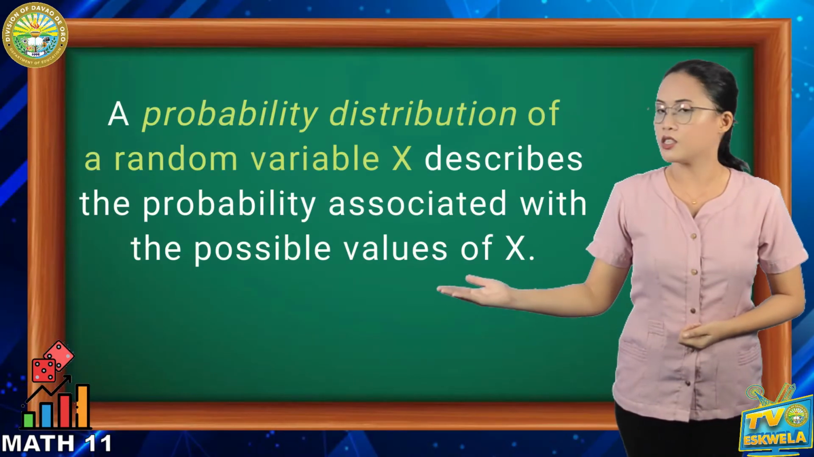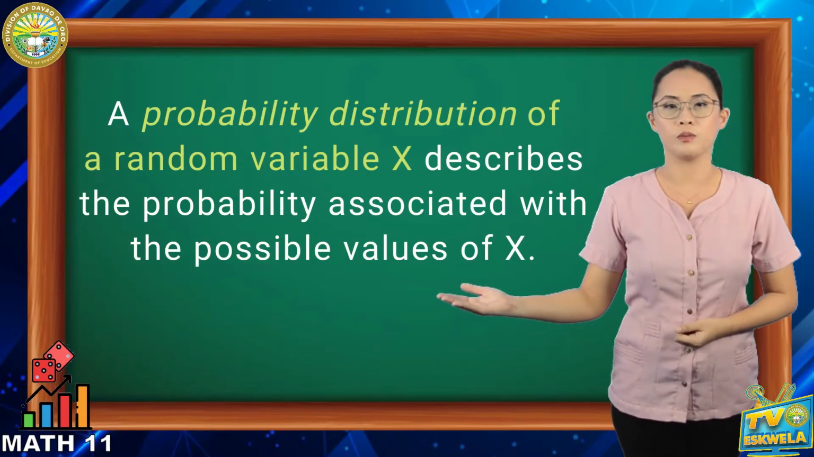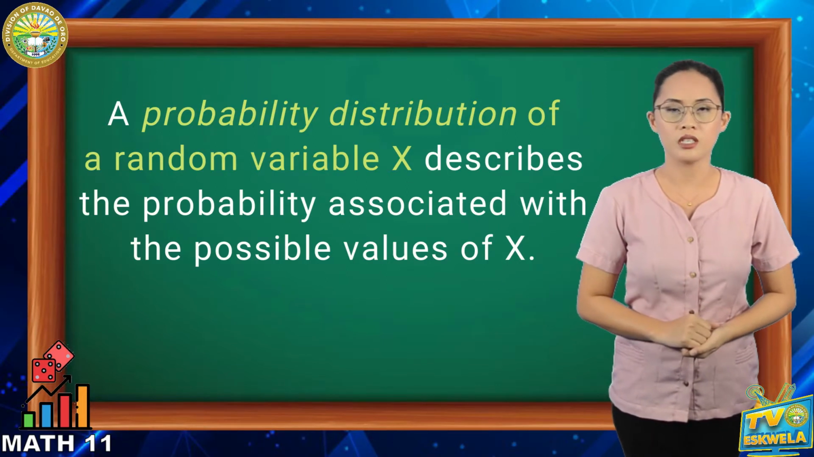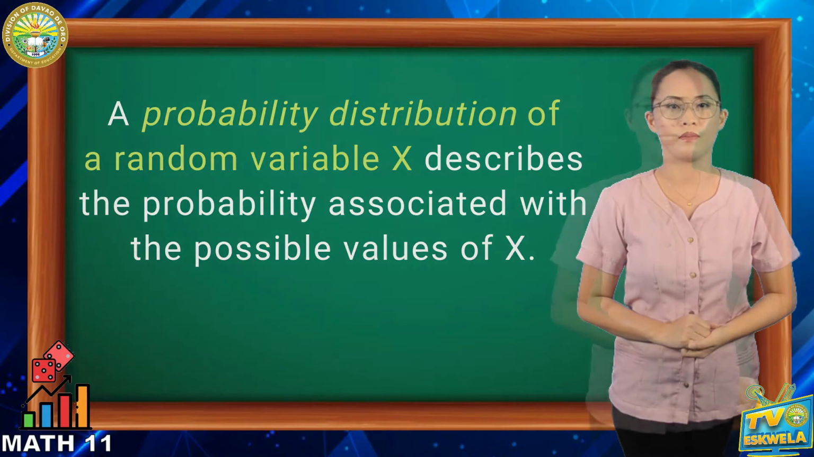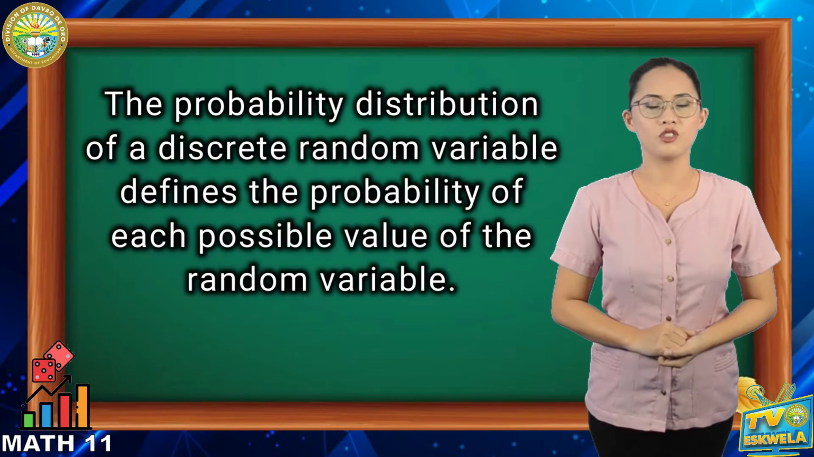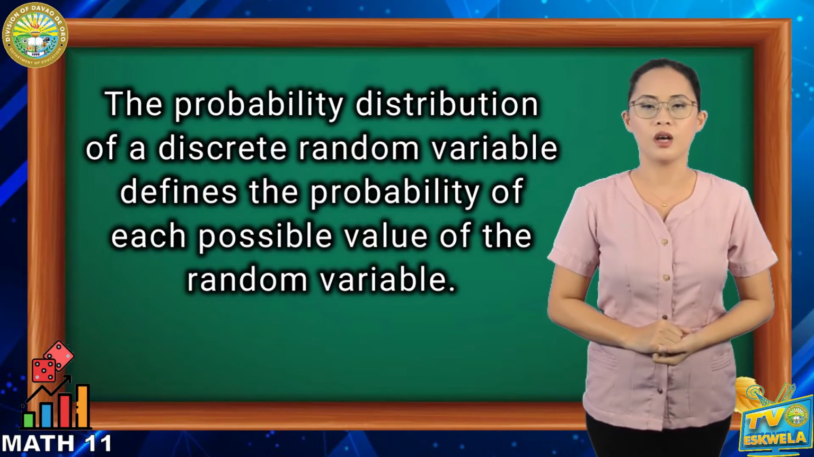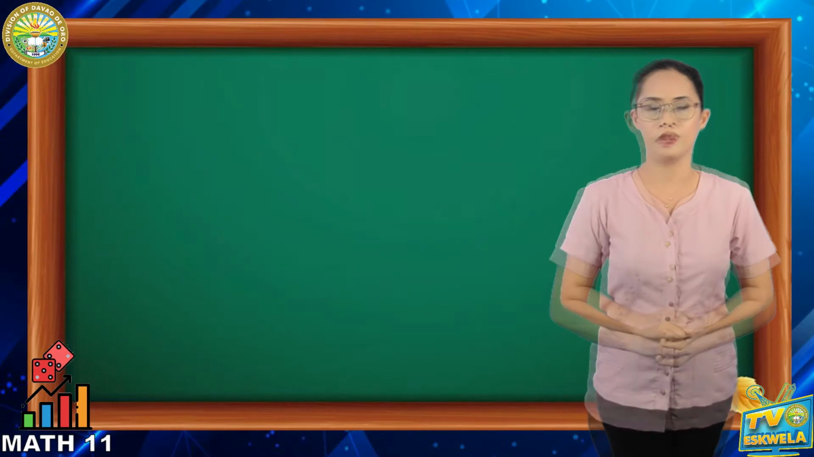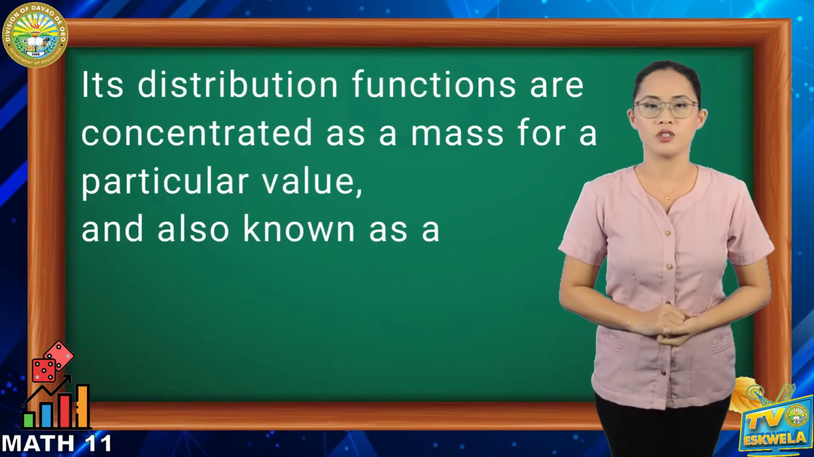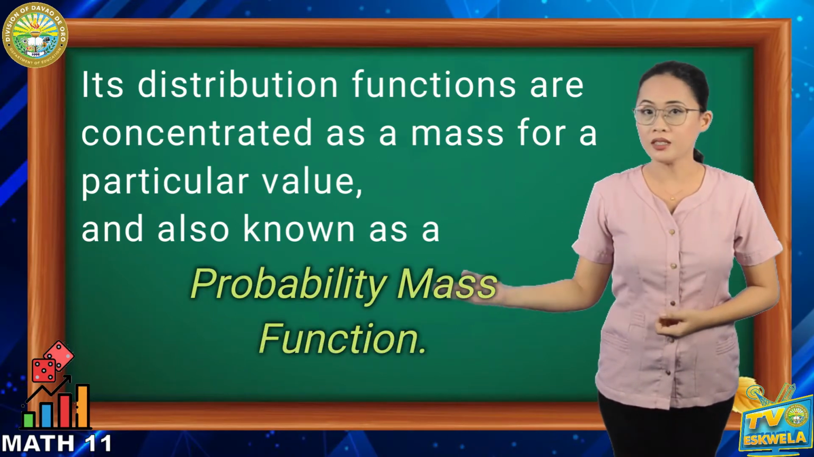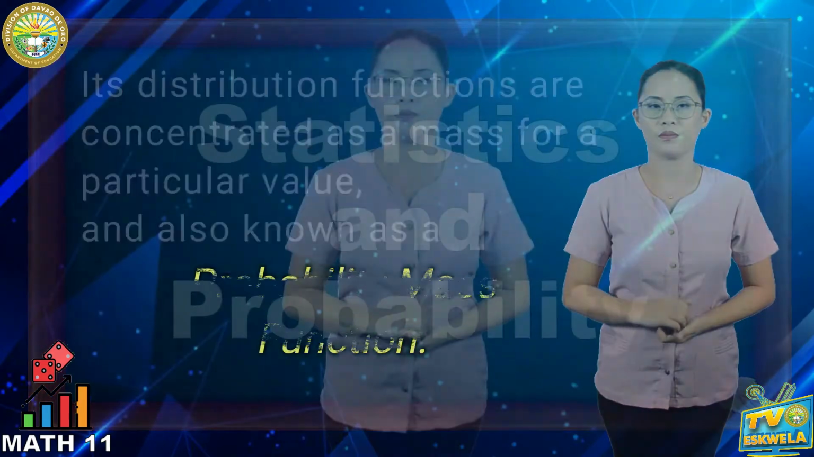A probability distribution of a random variable x describes the probability associated with the possible values of x. The probability distribution of a discrete random variable defines the probability of each possible value of the random variable. Its distribution functions are concentrated as a mass for a particular value and are also known as the probability mass function.